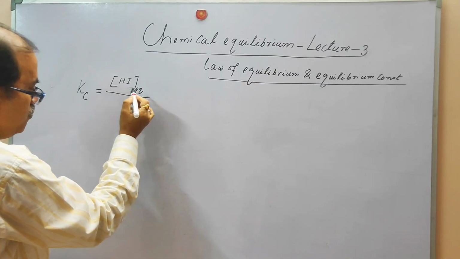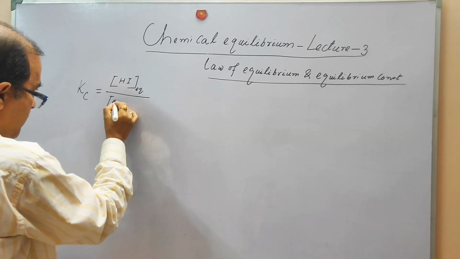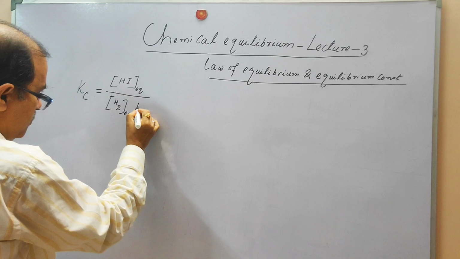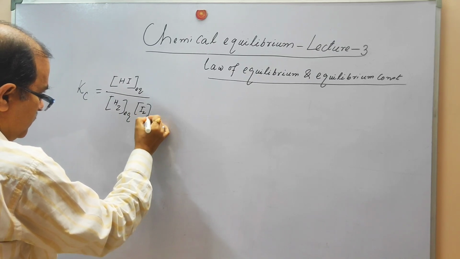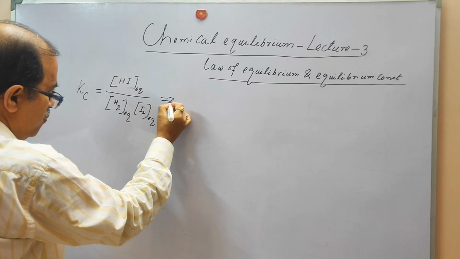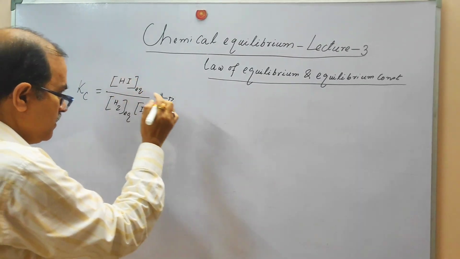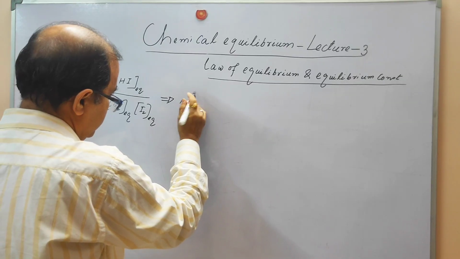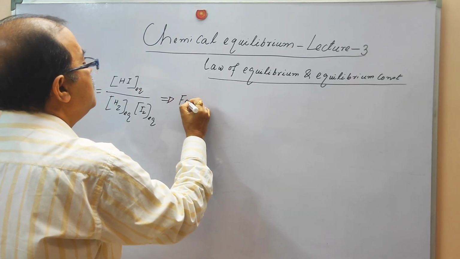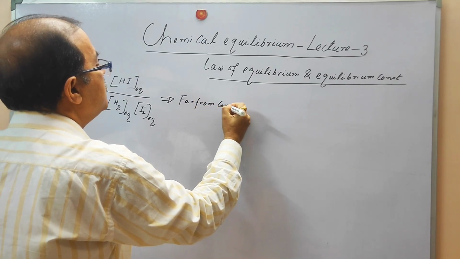This is the concentration at the equilibrium time, and then he has put H2, the concentration of H2 and the concentration of I2 at the equilibrium. When he put all these concentration values in this expression, he found that it is far from constant. It is not constant.